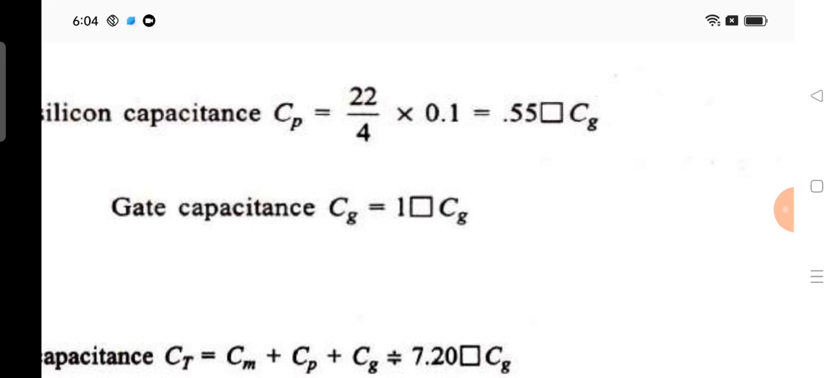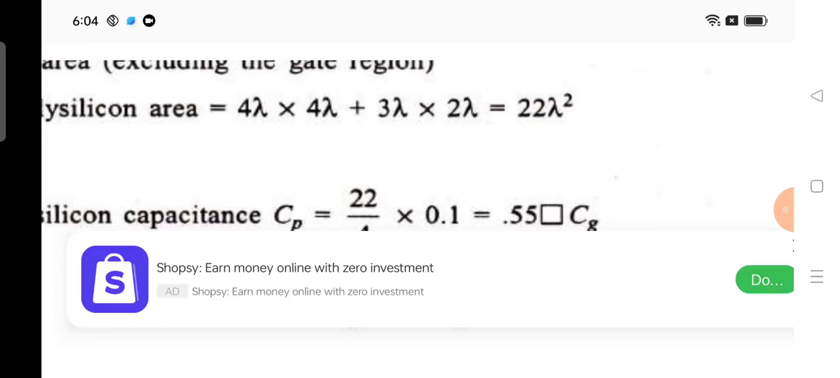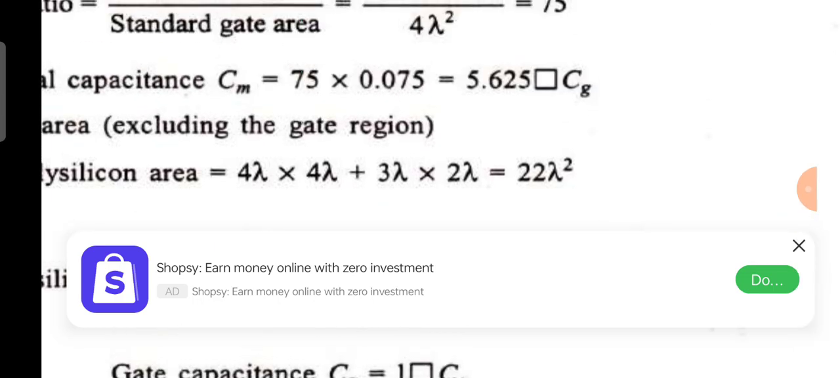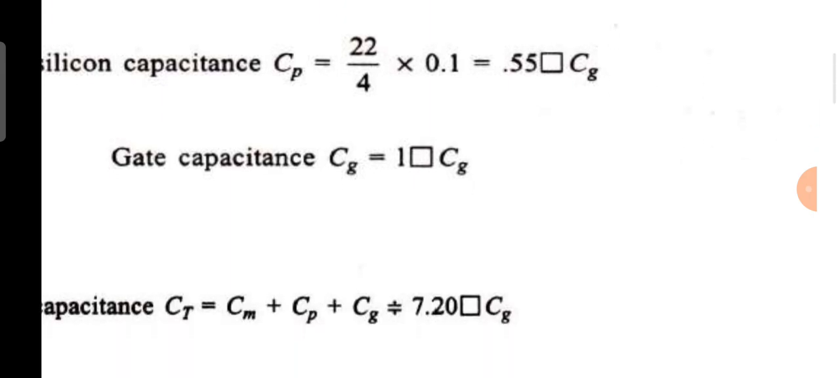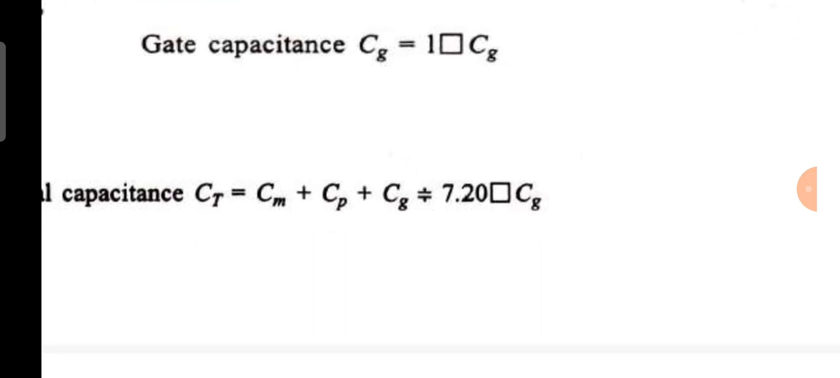Okay, we know very well the value of metal capacitance is 5.625 standard unit of gate capacitance. The value of polysilicon capacitance is 0.55 standard unit of gate capacitance. Okay, the value of the channel, or you can call it as a gate capacitance or transistor capacitance, that is 1 standard unit of gate capacitance. Now the total capacitance is given as 7.20 standard unit of gate capacitance. Is it understood, all of you?